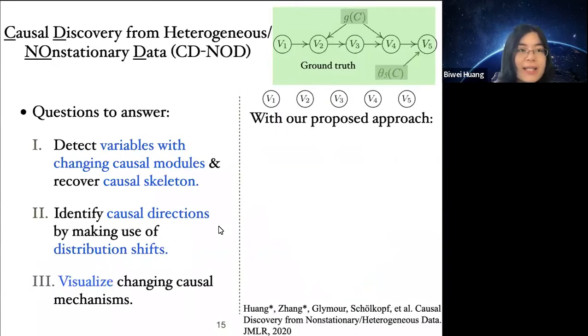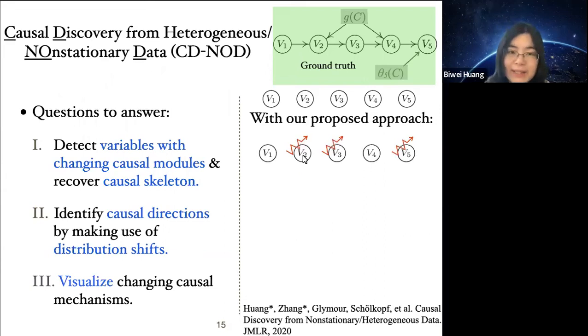So to address this problem, we developed a principled framework as well as practical methods for causal discovery from heterogeneous or non-stationary data. And we use CD-NOD for short. CD-NOD allows that the heterogeneity is caused by unobserved change factors, such as the g_C and theta_C in this example, whose values change across domains or change smoothly over time and are not observed. So given the observational data with distribution shifts, CD-NOD answers the following three questions.